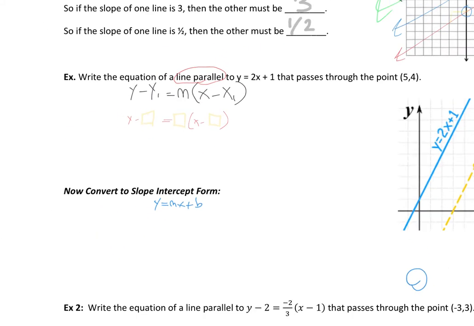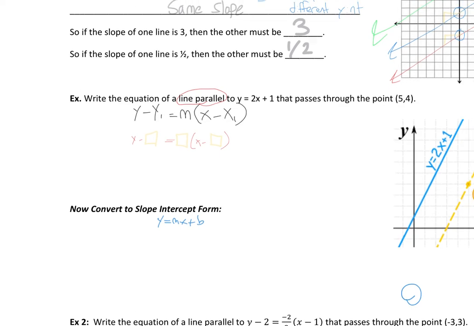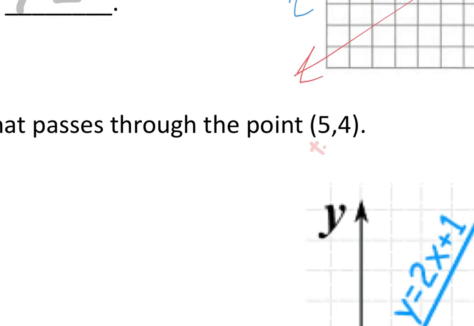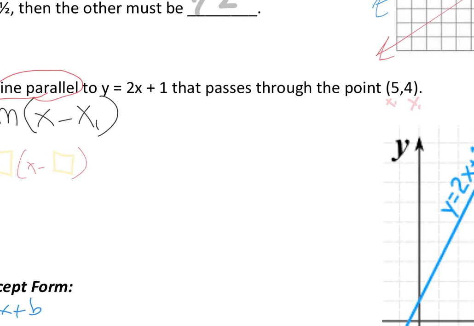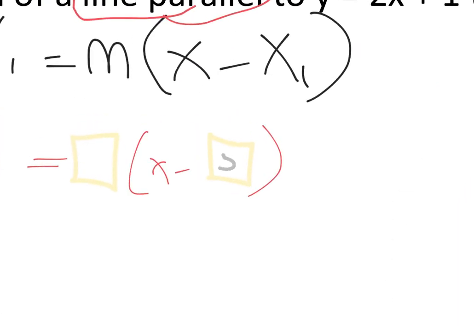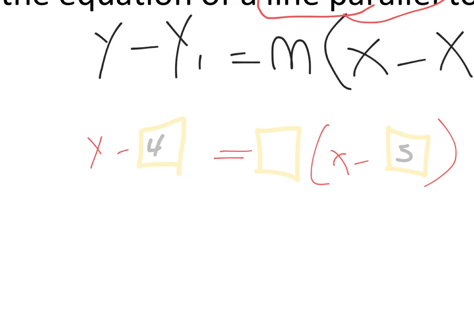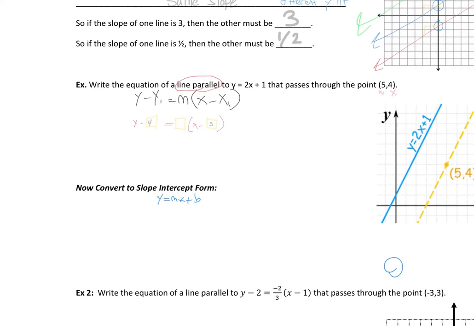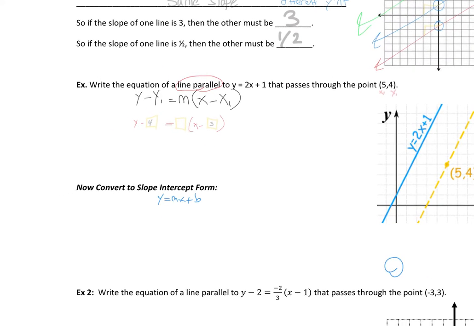They gave us our coordinate point. Here is our x1. Here is our y1. So my x1 is 5. My y1 is 4. Now, they didn't give us a slope directly. They didn't say, hey, your slope is this. But in a sense, they did tell us the slope because they told us the slope of the other line.